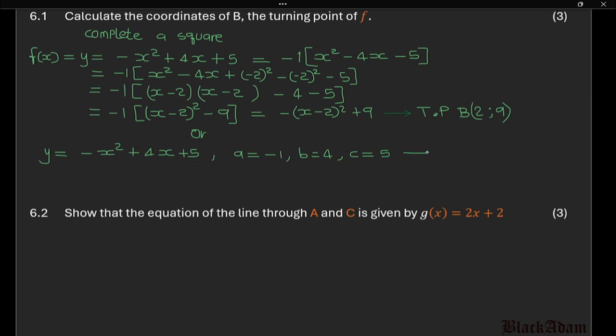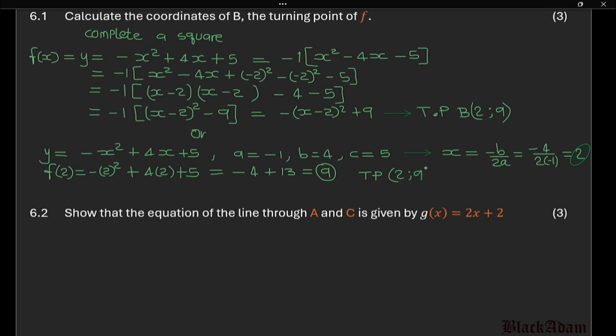And then from there we have x equals negative b over 2a, so negative bracket our b is 4, over 2 bracket our a is -1, so that will give us 2, and that's our x value. So we substitute 2 into the original equation: -2 squared plus 4 bracket 2 plus 5, so that will mean that we have -4 plus 8 plus 5, which is 9. So our turning point is going to be 2, 9.